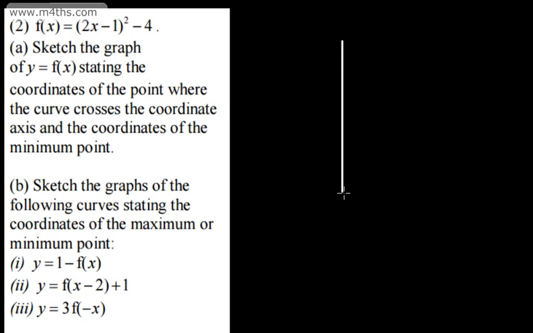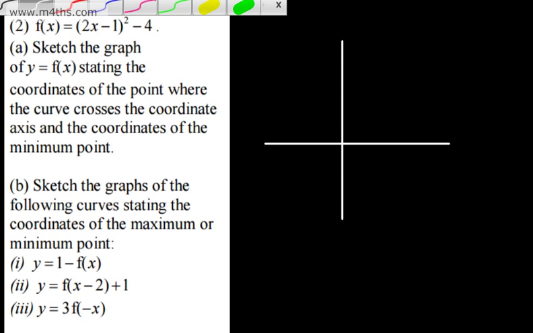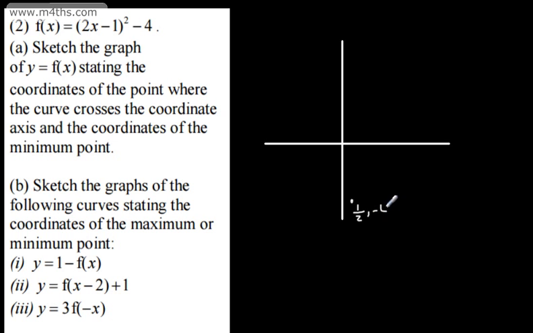So what we're going to have then is this positive quadratic, so it's a positive parabola, and we're going to have now the minimum point. So just here we're going to have, so 2x minus 1 is going to give me x is equal to 1/2, and then we're going to have now the y coordinate of negative 4. So what we'll have is this point right here, and that is going to be 1/2 comma negative 4.